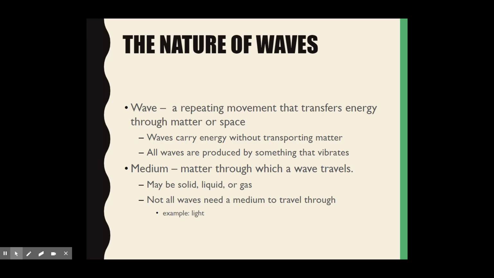The medium is just the material through which the wave travels, and it could be a solid, liquid, or a gas. But not all waves require a medium to travel. For example, light. Light does not need anything to travel through. It can travel through a vacuum, right? There's really not much between us and the sun. There's just 93 million miles of really not much at all. So light can travel through a vacuum, and a vacuum just means absence of material.